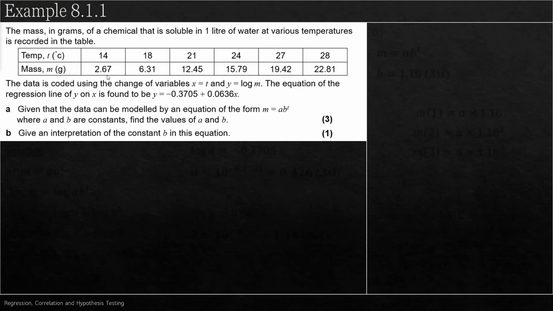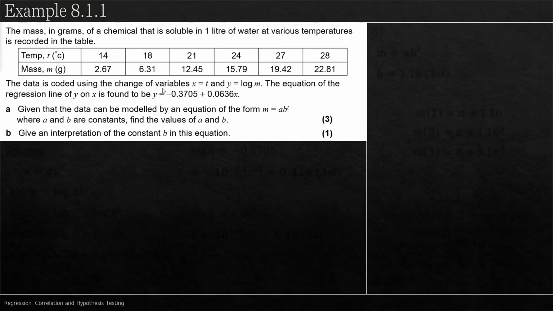Here we have an example where we have bivariate data, temperature, small t, and mass, small m. The data is coded using the change of variables. So t becomes x, and log of m becomes y. The equation of the regression line, which is just a line of best fit on y and x, is found to be this.